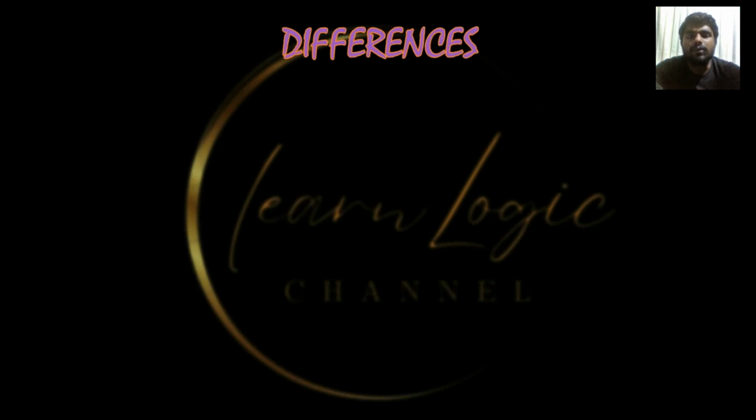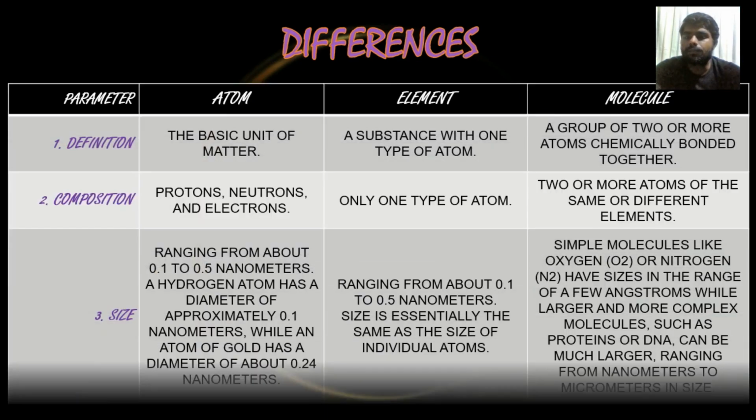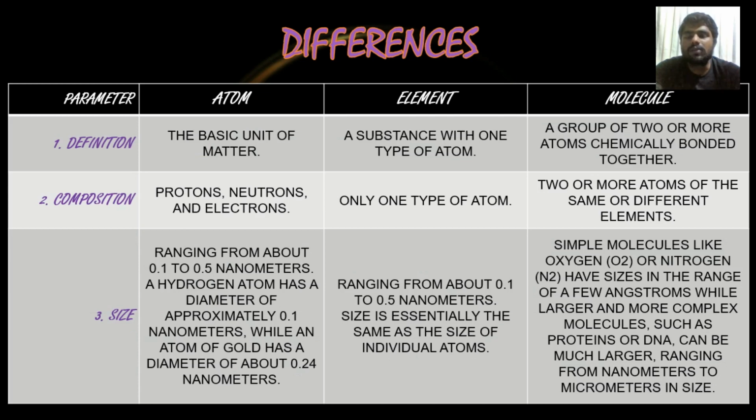Let's move towards the differences. Based on definition, atom is the basic unit of matter. A substance with one type of atom is known as element. A group of two or more atoms chemically bonded together is known as molecule. Composition: atom is composed of protons, neutrons and electrons. Element is composed of only one type of atom. Molecules are composed of two or more atoms of the same or different elements.